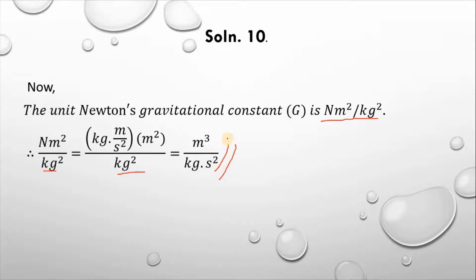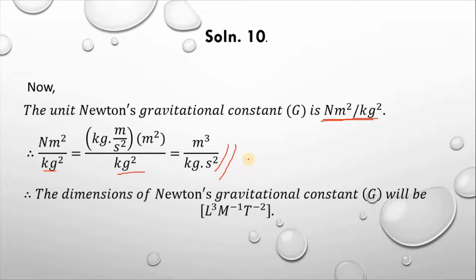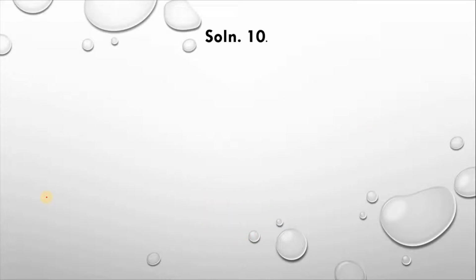So you can write this term in terms of fundamental units. Now the dimensions of the gravitational constant G can be written as L3 M minus 1 and T minus 2. Again it is very simple. Meter cube will give you L3, kilogram will give you M minus 1, and second square will give you T minus 2, because these both are in the denominator, therefore you can see this negative sign.